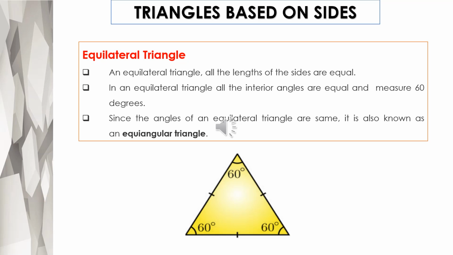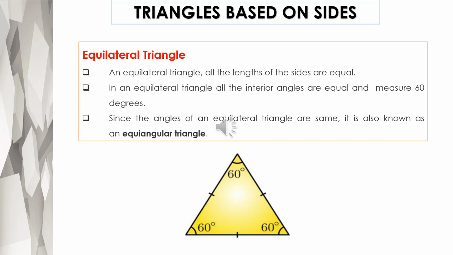Now coming to the equilateral triangle. In an equilateral triangle, all the lengths of the sides are equal. Can you see in the figure? All the sides are equal to each other.